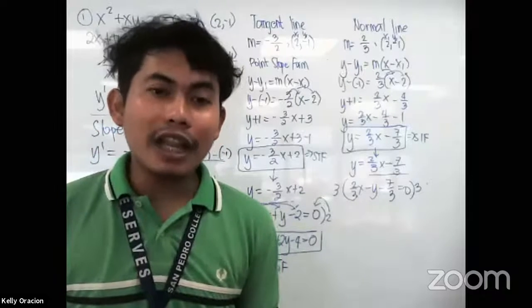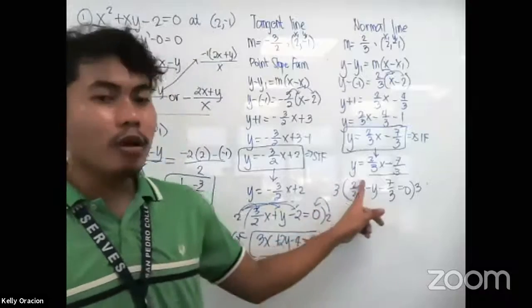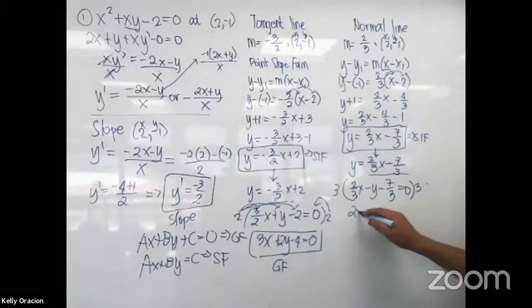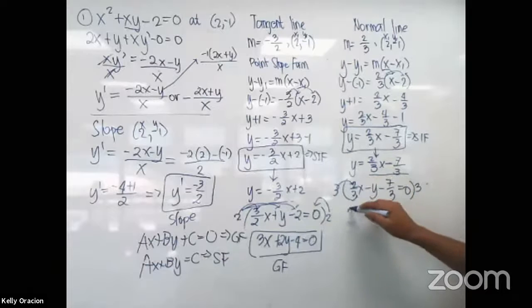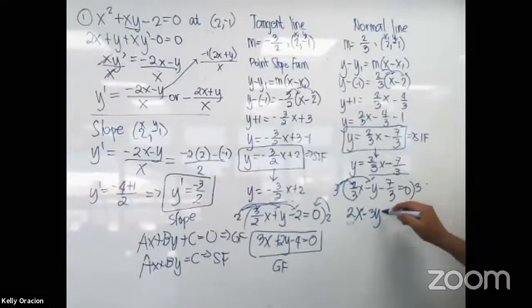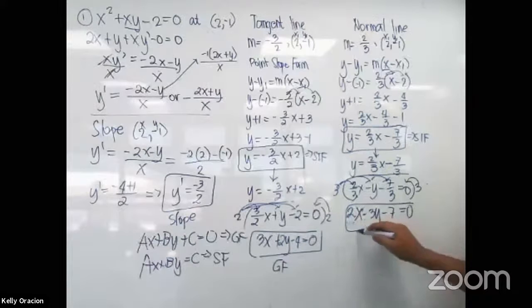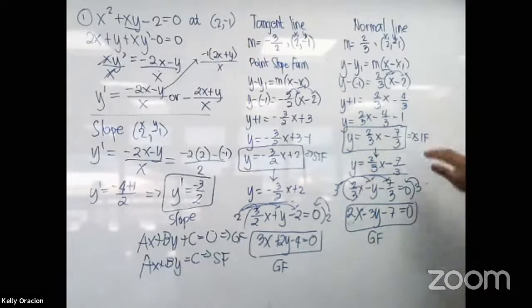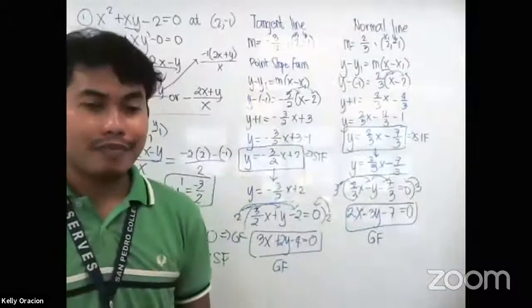Okay? The common denominator is 3, so you are going to multiply both sides by 3, and you will have an answer of 2x minus 3y minus 7 is equal to 0. And this is now the general form. So from this to this, they are just the same. Ito naka-general form, ito naka-slope intercept form.